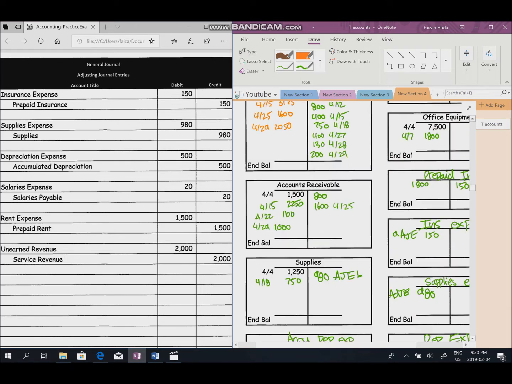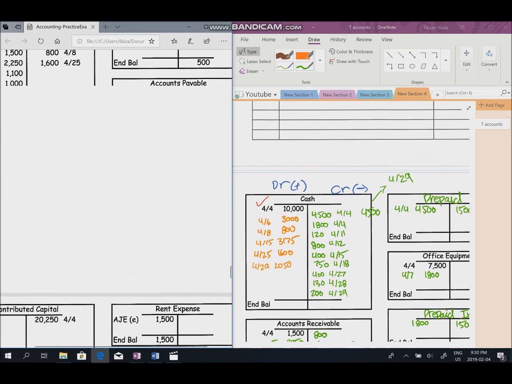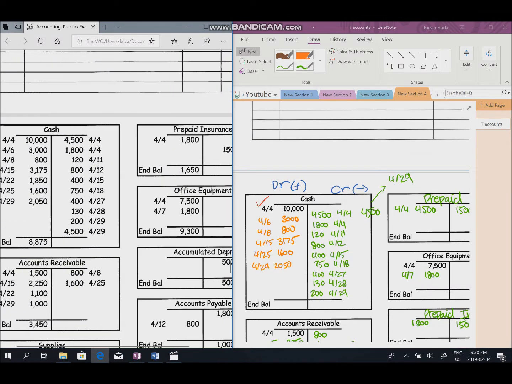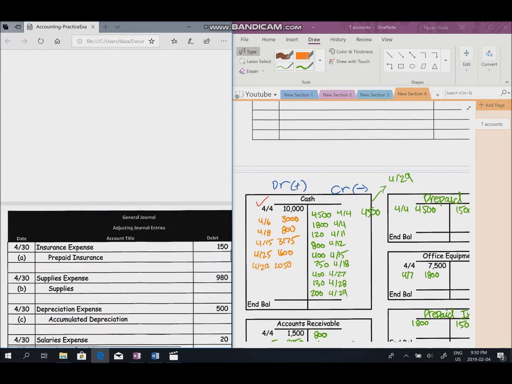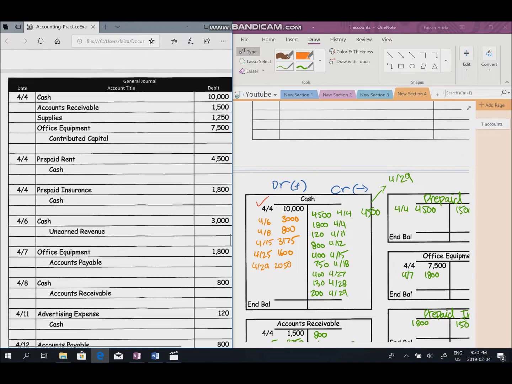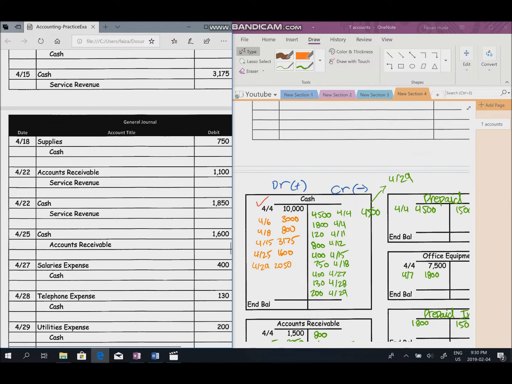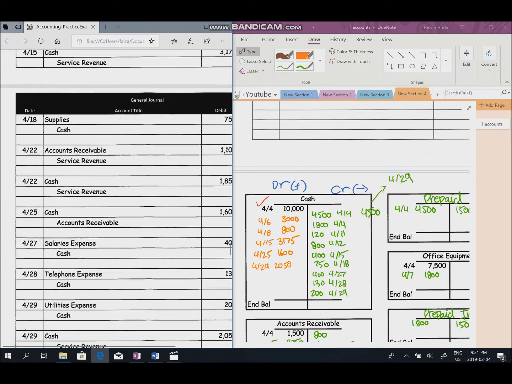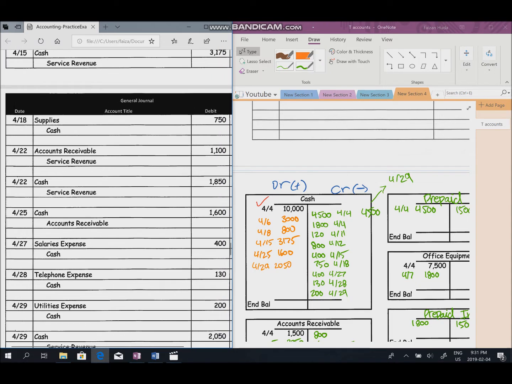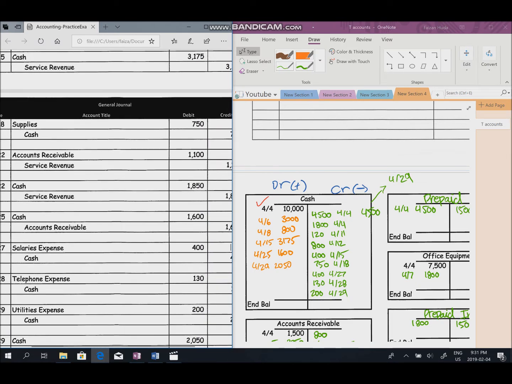Now let's check our work quickly. Sorry, I'm going to look at cash first. So we have $10,000, $3,000, $8,000, $3,175, $1,600. We're missing $1,850 from 4/22. Let's check. On April 22, $1,850. I probably skipped it by accident, so this is why it's good to double check. Yeah, I missed it over here. Cash 1,850. I'll write it down right now.